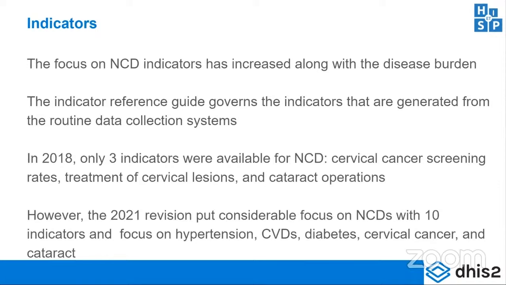The indicator reference guide the ministry has governs the indicators generated from the routine data collection systems, from community-level facilities all the way to referral hospitals. If you go back to the second last indicator revision, in 2018, only three indicators were available for NCD, focusing on cervical cancer screening, treatment of cervical lesions, and cataract operations. Though some of the other data was being collected, it was not given focus and was not being highlighted. But in the 2021 revision, considerable focus was given to NCDs with 10 indicators; hypertension, cardiovascular disease, diabetes, cervical cancer, and cataract have been added. This is on the indicator stack.